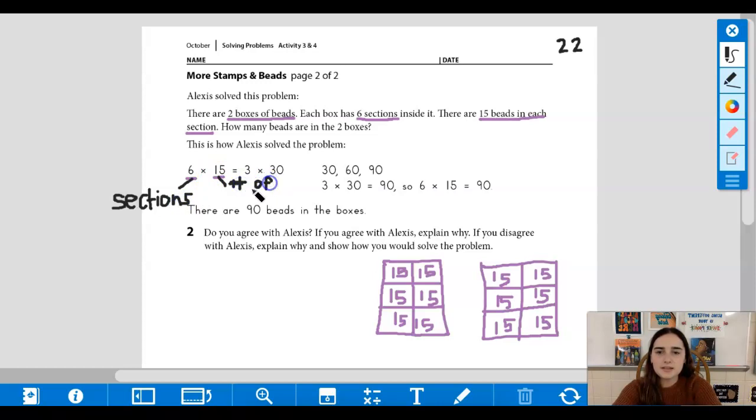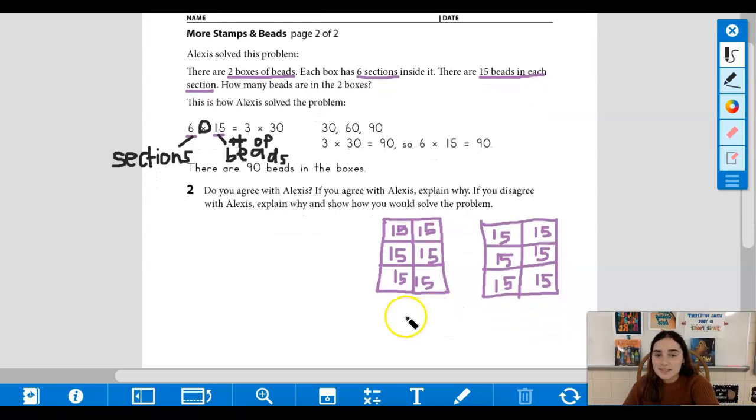So the way she set up this problem is correct because when we hear that word each, we know that we need to multiply. She said there are 15 beads in each section and there are 6 sections. But I'm already seeing where this doesn't really add up. If I look at my visual here, I have 2 boxes with 6 sections in each. So if I counted up all of these sections, that means I don't just have 6, I have 12 sections.